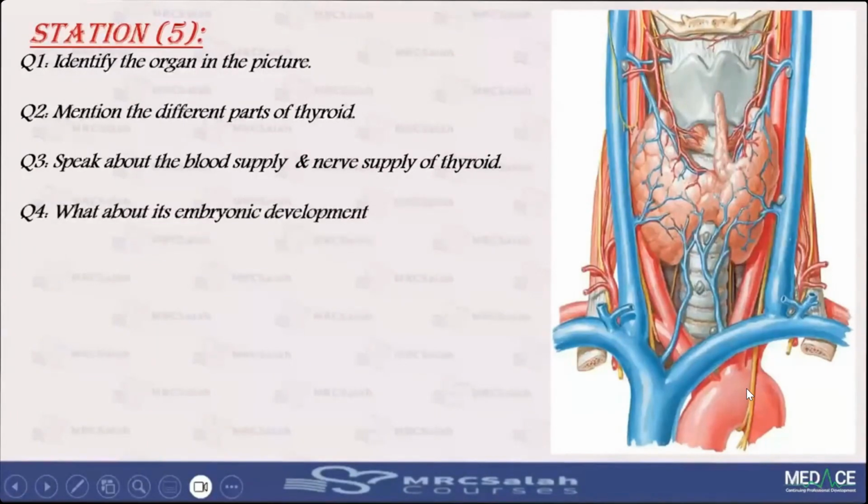What about the embryologic development of it, please? Okay, the thyroid gland develops from the foramen cecum and passes backwards and forwards to loop around beneath the hyoid bone. And should I mention any abnormalities in its development? Sorry, say it again. I didn't get your answer. Okay, so the thyroid gland develops from the foramen cecum and passes backwards and loops around beneath the hyoid bone.